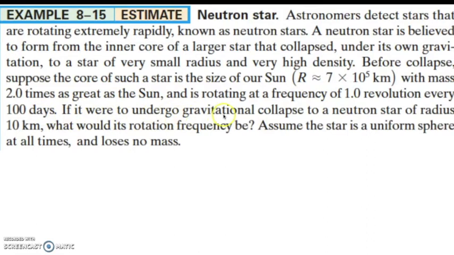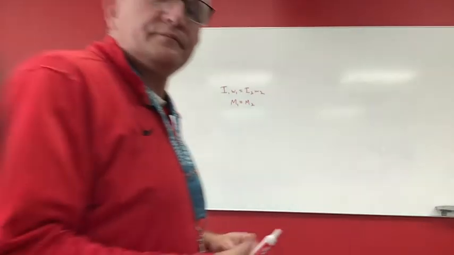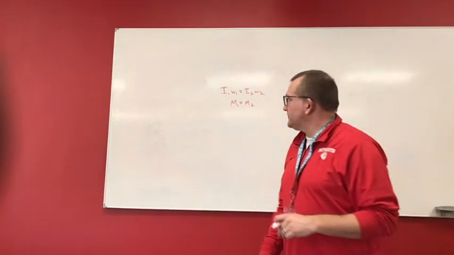If it were to undergo gravitational collapse to a neutron star of radius 10 kilometers, so look at how the radius is going from here to here, what would its rotation frequency be? So the frequency is 1 every 100 days. What would it be now? Assume the star is a uniform sphere at all times and loses no mass. Do it now. All right, neutron star.